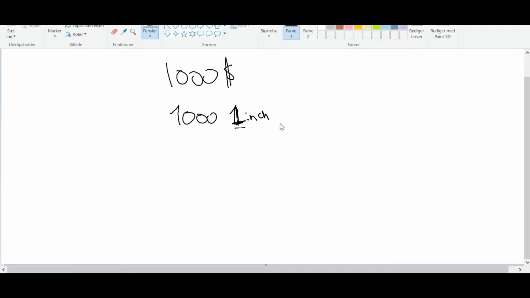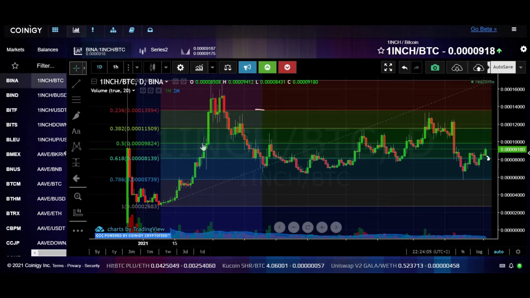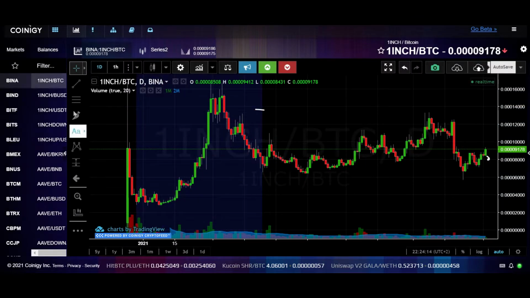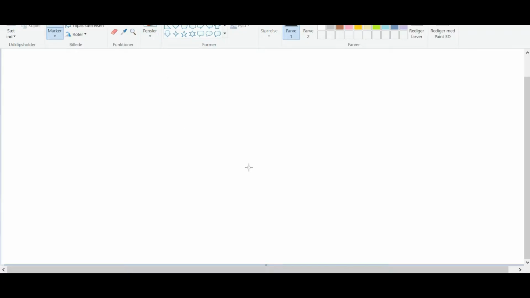Let us say that you have this coin right here, 1inch. Had a lot of buzz not so long ago. Now, your question is, you have to figure out with yourself, what do you want more of? Do you want more BTC? Do you want more Ethereum? Or do you want more dollars? So if I just remove this right now, I just draw. So we say BTC, we say ETH, and then we have some USDT.